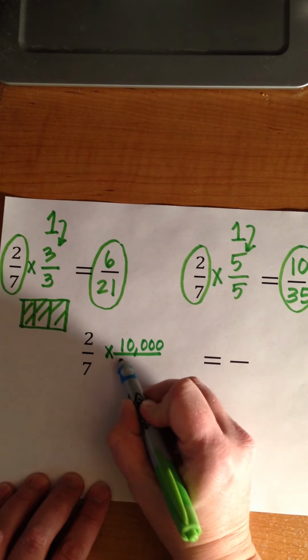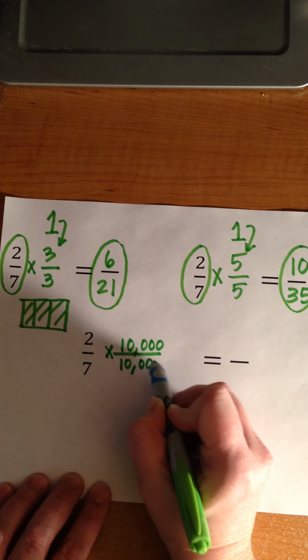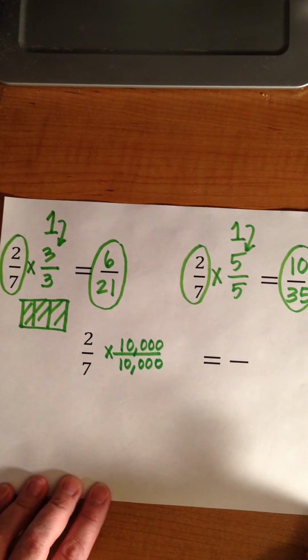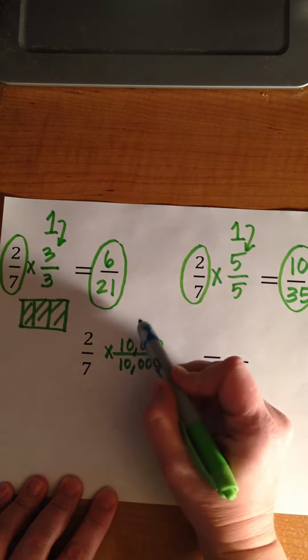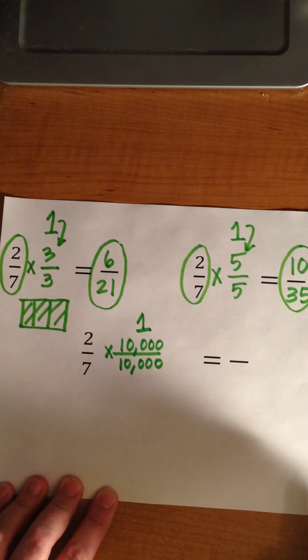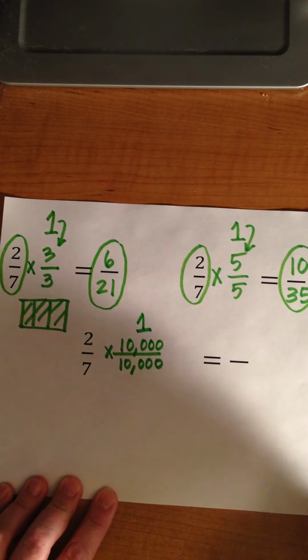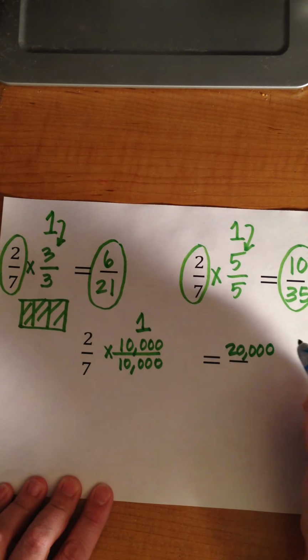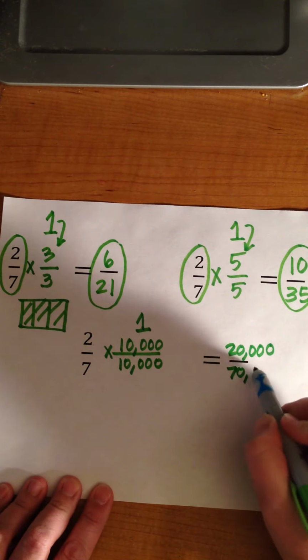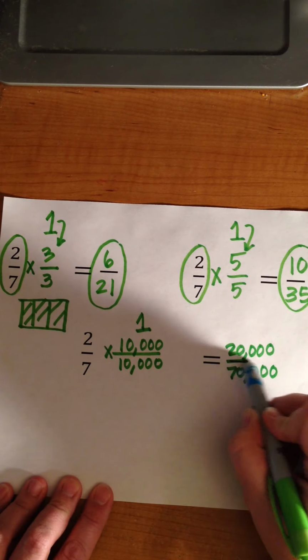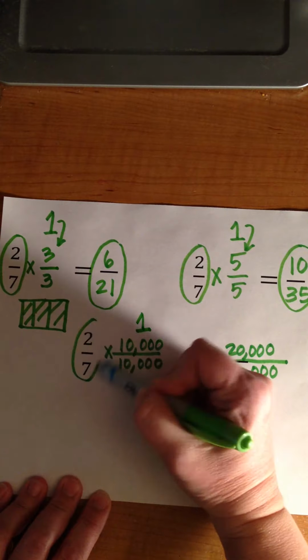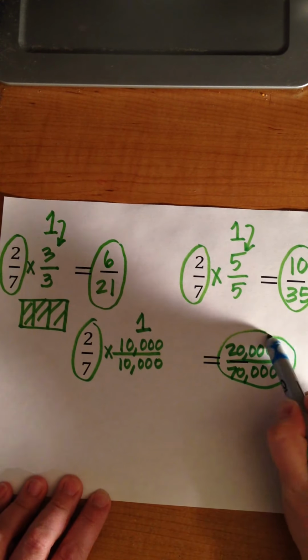Take something crazy like 10,000/10,000ths. If I multiplied 2/7 times 10,000/10,000ths, which again is equal to 1 whole, I'm going to get a fraction that still equals 2/7, but this time the fraction is going to be called 20,000/70,000ths. 20,000 over 70,000 is equal to 2/7.